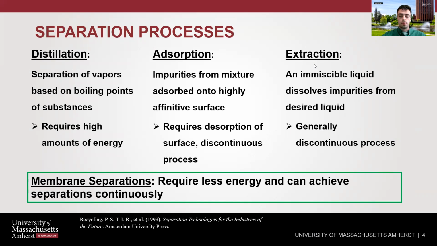Extraction is also a popular separation process. Impure liquid is combined with another immiscible liquid that dissolves the impurities from the impure liquid. This process is usually also discontinuous and requires a high supply of immiscible liquid, which is usually specific to the desired liquid. So it's not super efficient.